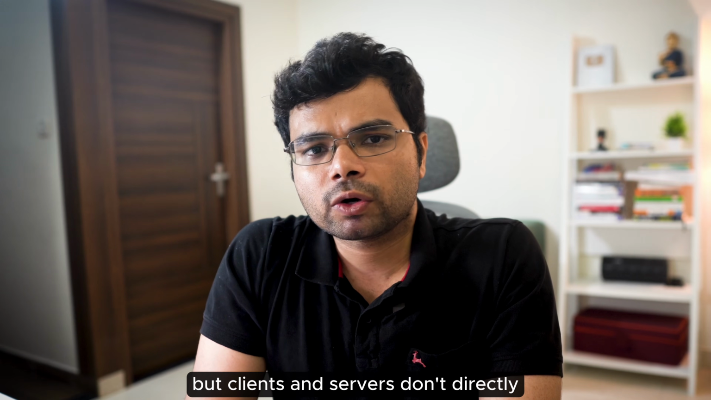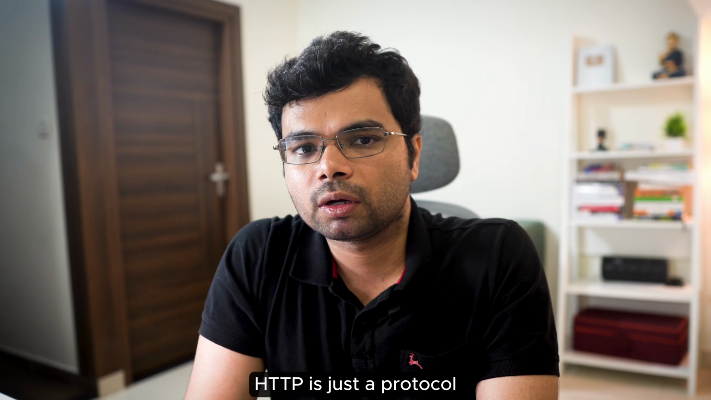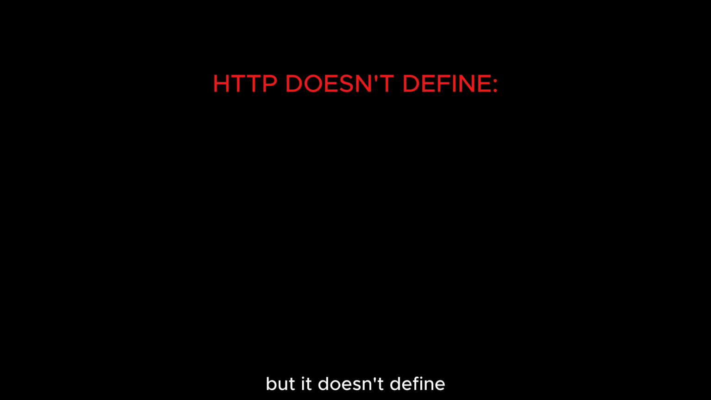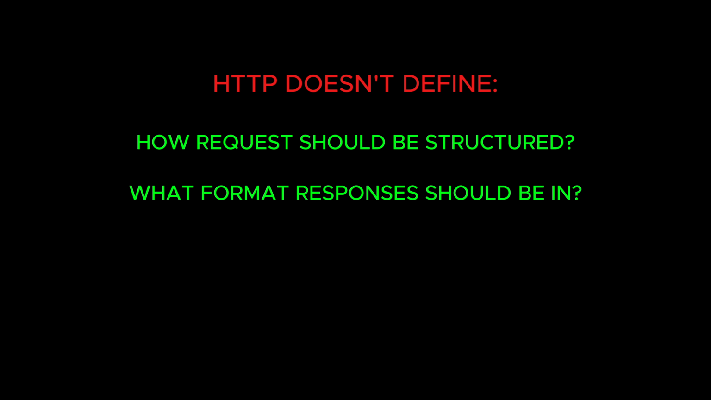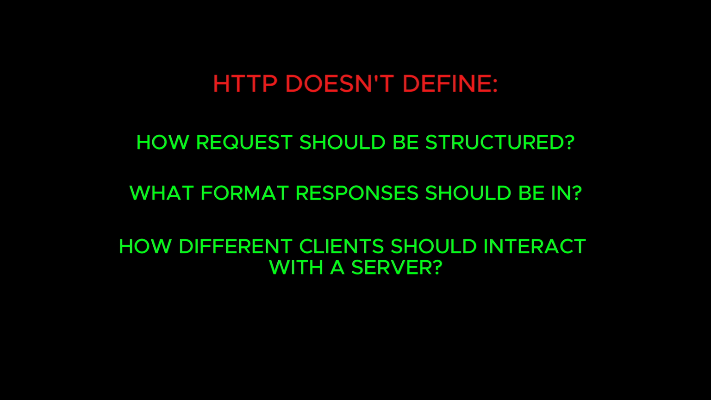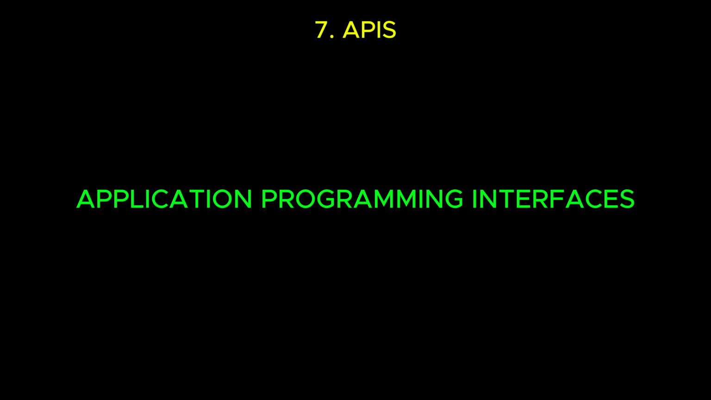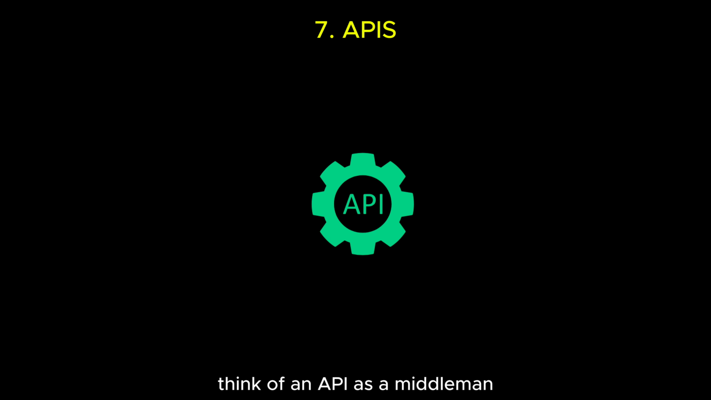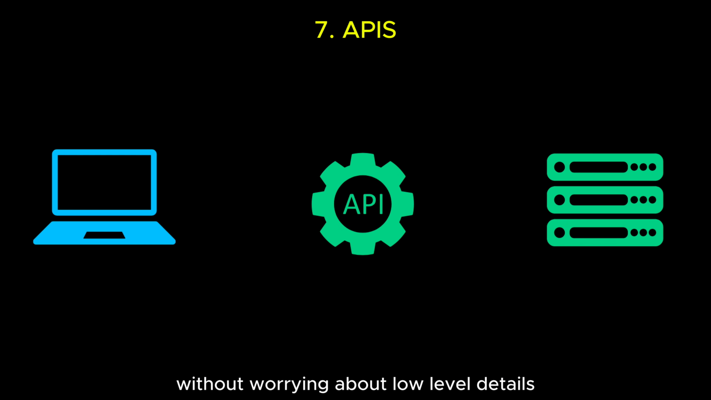But clients and servers don't directly exchange raw HTTP requests and responses. HTTP is just a protocol for transferring data, but it doesn't define how requests should be structured, what format responses should be in, or how different clients should interact with the server. This is where APIs, or application programming interfaces, come in. Think of an API as a middleman that allows clients to communicate with servers without worrying about low-level details.